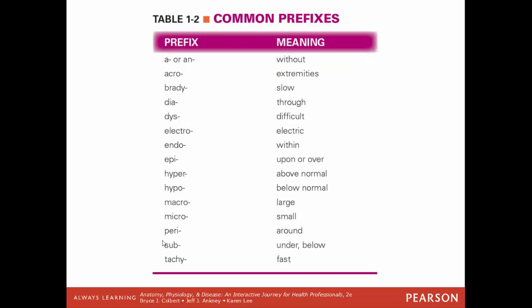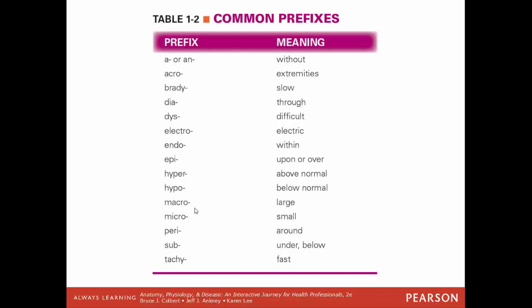Some common prefixes. A or an means without. So for example, anaerobic. Aerobic means oxygen. An means without. So an anaerobic process would be without oxygen. Acro, the extremities. Brady means slow. So if heart rate is bradycardic, brady means slow, so that means a slow heart rate. Tachycardic would mean a fast heart rate. So do you see tachy down here? Peri, around, we talked about before.